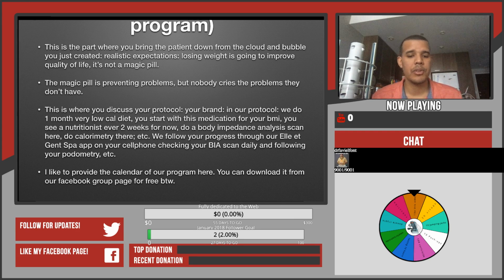You do calorimetry there. We follow your progress through the body impedance, the home body impedance analysis scan. That's also linked to your cell phone, by the way. You follow your results daily, and then you also follow your pedometry and your sleep habits.